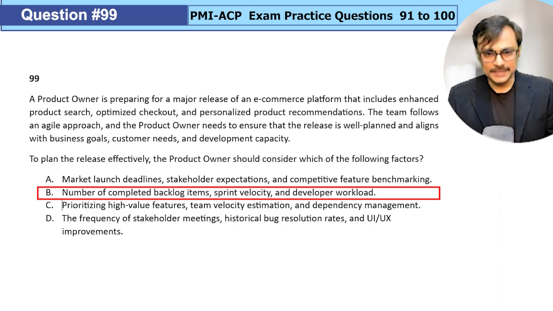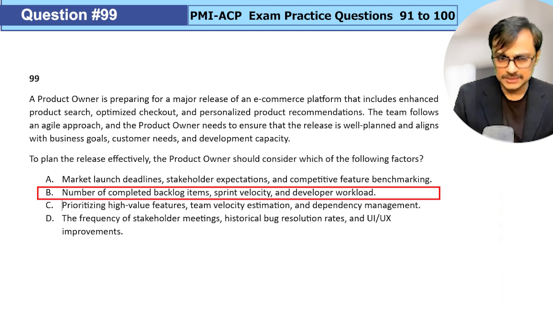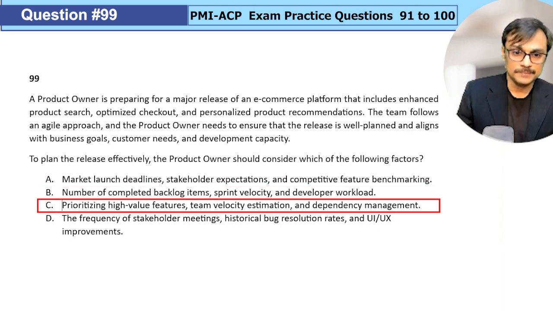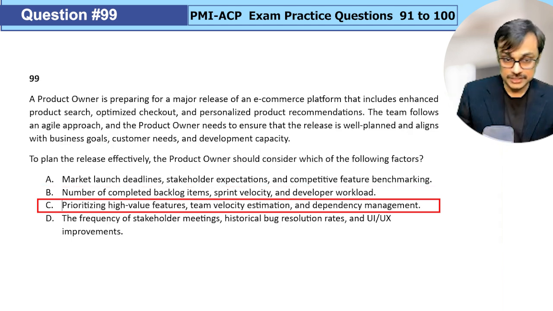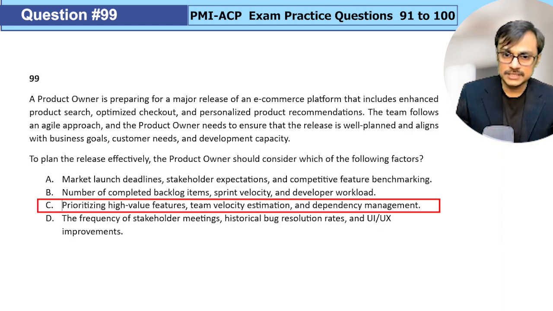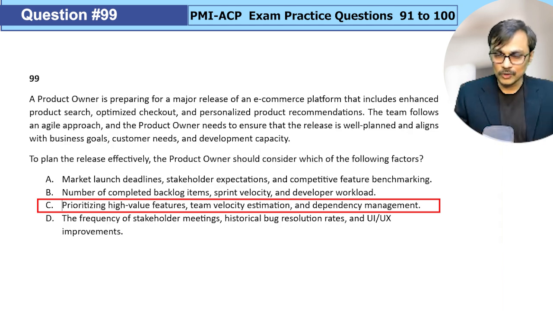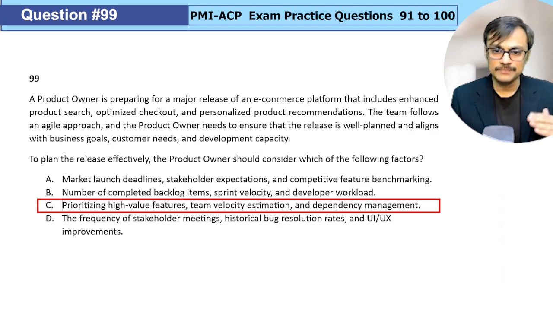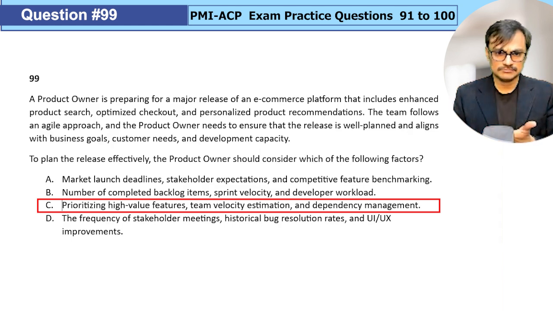Past completed items can help me in forecasting velocity. Option C, prioritized high value features. Option A is included in option C in just one word. Team velocity estimation. This more or less takes care of the important pointers which were there in option B. Estimated team velocity and dependency management are coming here. Looks good. Yeah, it has everything.